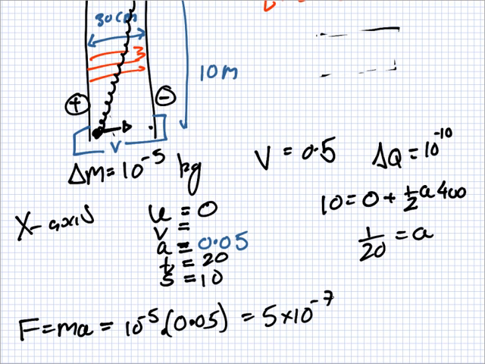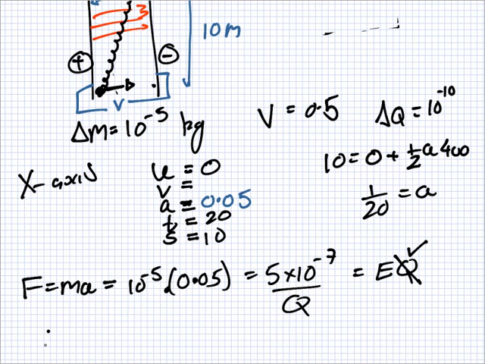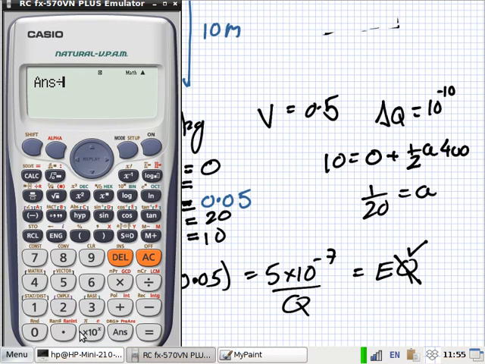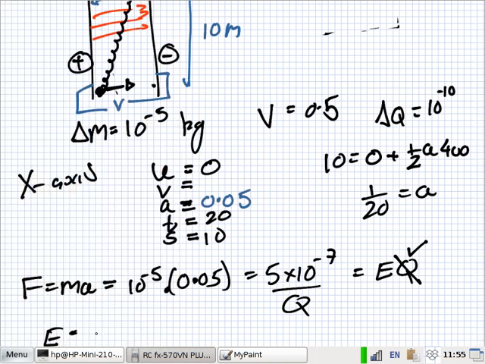Okay, but so what? I have the F. How does this give me the voltage? Well, what can I say the F equals using one of our formulas? You could say it's equal to EQ. Oh, well, I know the Q, don't I? So if I divide by Q, I can get the E. So it's going to be this divided by 10 to the power of minus 10. So that's 5,000.